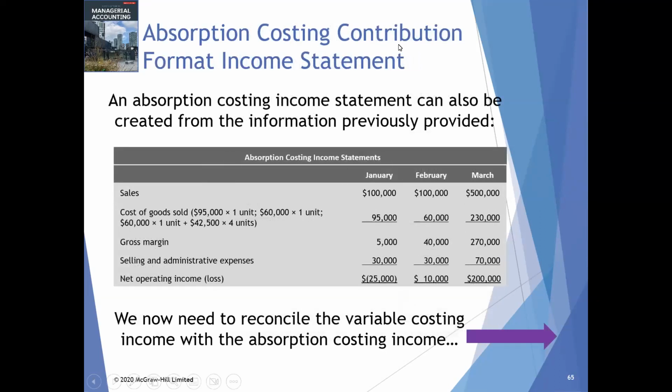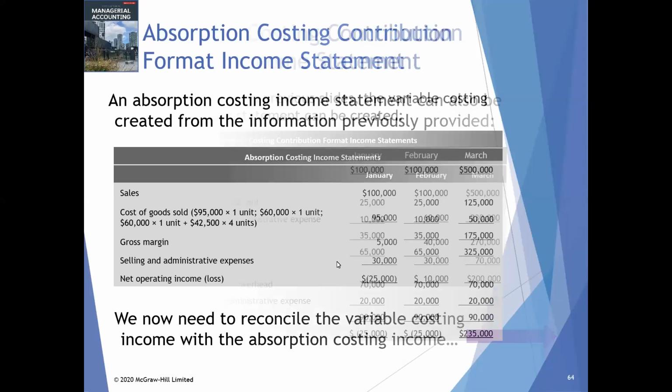Now, next is the absorption costing contribution format income statement. So in absorption costing, what are we going to do? Sales are 100,000, 100,000, 100,000, 500,000. Then the cost of goods sold. In this case, cost of goods sold is 95,000 into 1 unit, right? We have calculated this much: 60,000 into 1 and 42,500 into 4. So this is the cost of goods sold. What is 42,500? That we have already calculated.